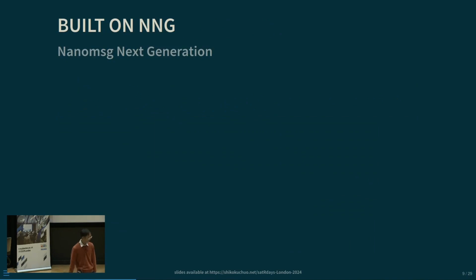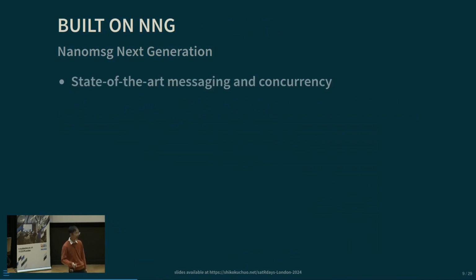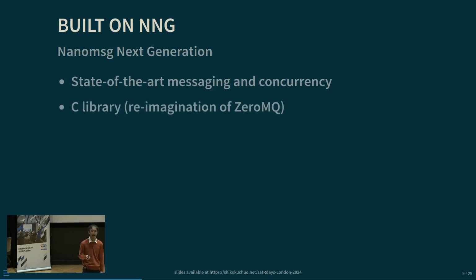So yes, it's fast, and why is it fast? NanoNext itself is a binding for NNG, Nano Message Next Generation, and that is the state of the art in messaging concurrency. And it's a C library written by the author as a reimagination of zero.MQ, which is quite a widely known messaging library, but it's been rewritten in the C language to make it even more scalable than zero.MQ.